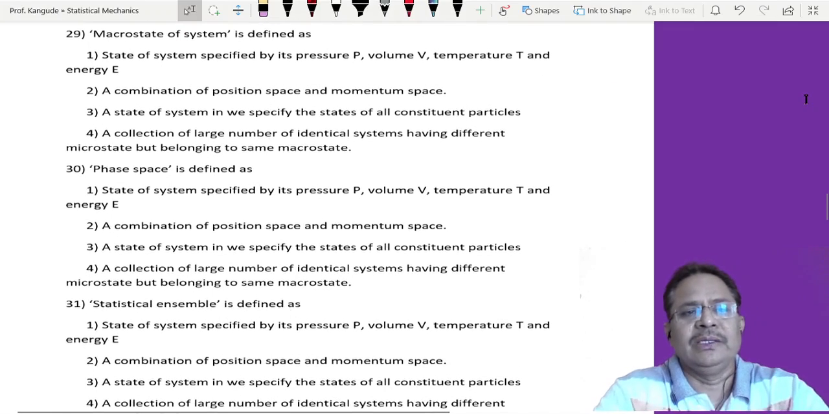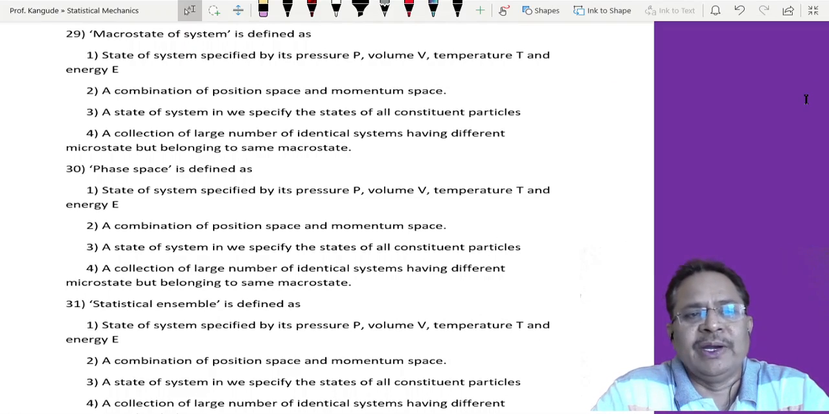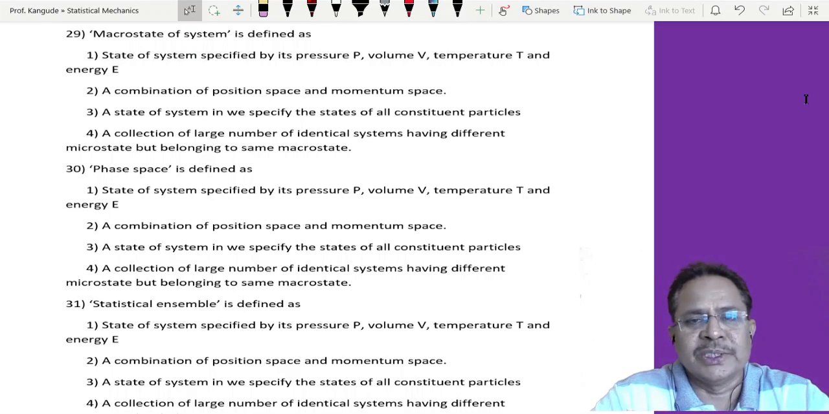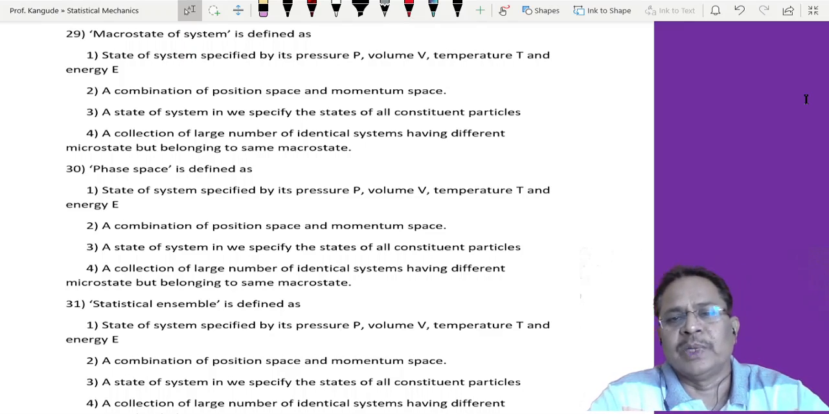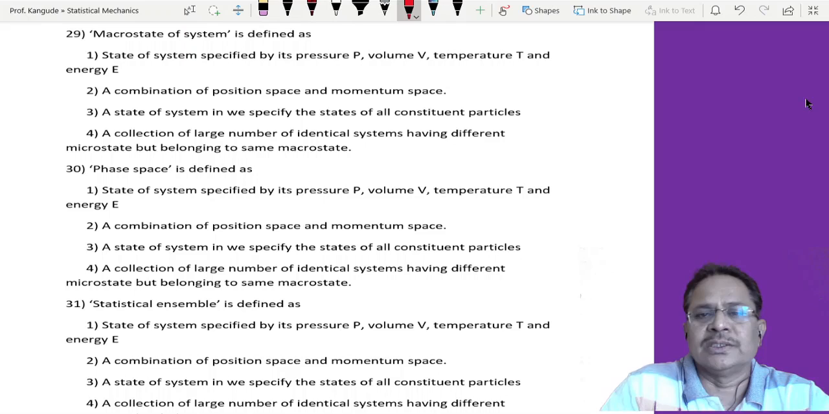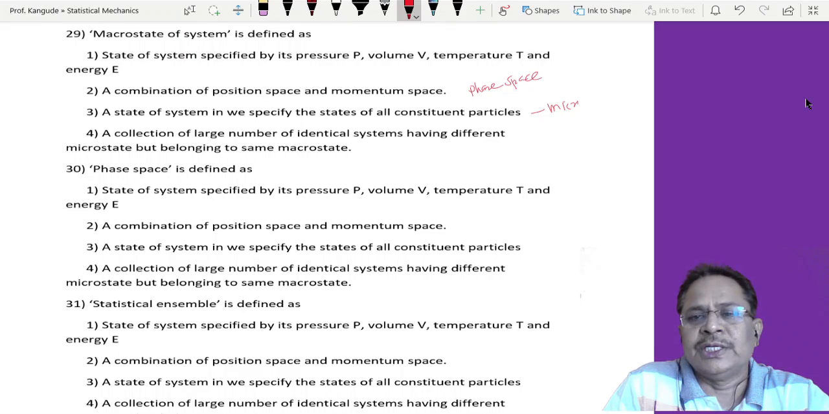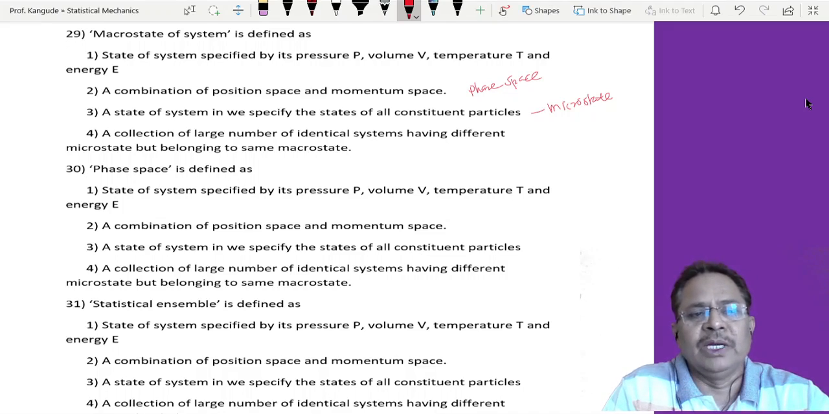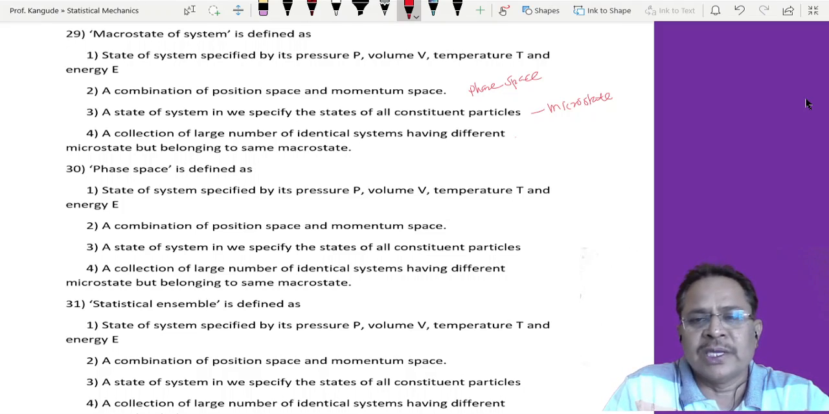Then question number 29: a macrostate of system is defined as option 1, state of system specified by its pressure P, volume V, temperature T and energy E. Option 2, a combination of position space and momentum space, which we have already called phase space. The option about specifying the state of all constituent particles is the microstate. And the third one, a collection of large number of identical systems having different microstates but belonging to the same macrostate, is actually the definition of a statistical ensemble.